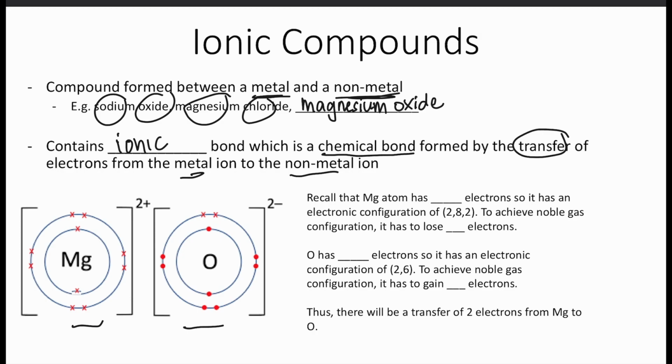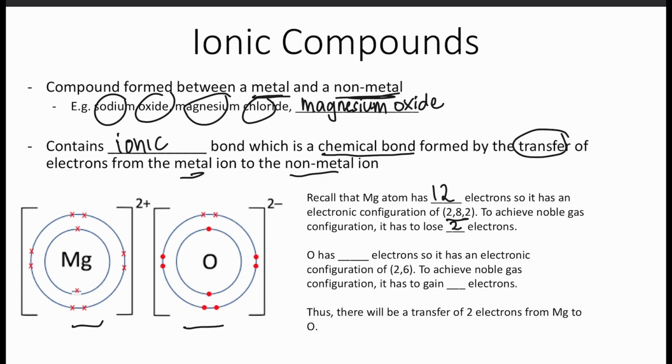Let's recall from the periodic table that a magnesium atom has 12 electrons. This means it has an electronic configuration of 2,8,2. 2,8,2 gives you 12. So to achieve noble gas configuration, it has to lose the extra 2 electrons. So how does it lose these 2 electrons? It will depend on the partner it is combining with. In this case, magnesium is combining with oxygen.